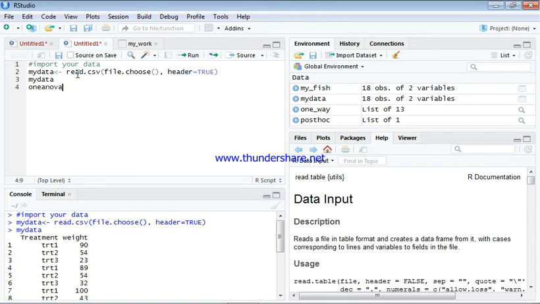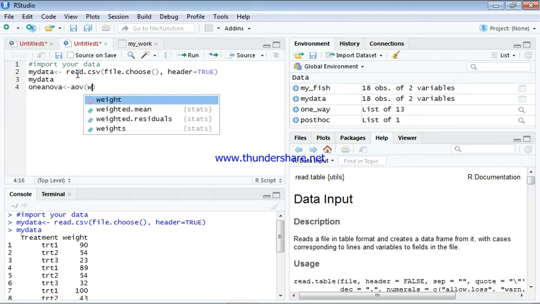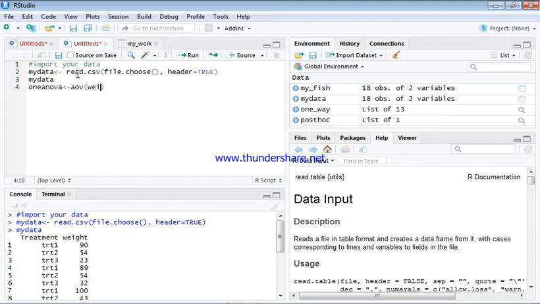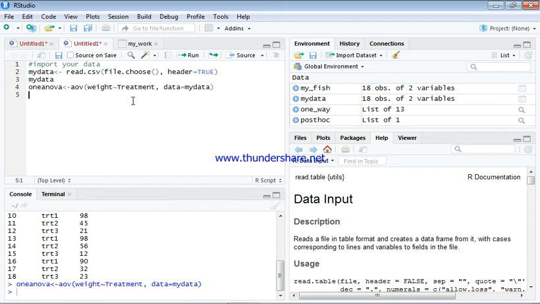Let's use a variable and assign our data. So here we have the weight, sorry, the treatments. Sorry, weight first, tilde, then treatments. The data is being gotten from my data. Okay, control enter.